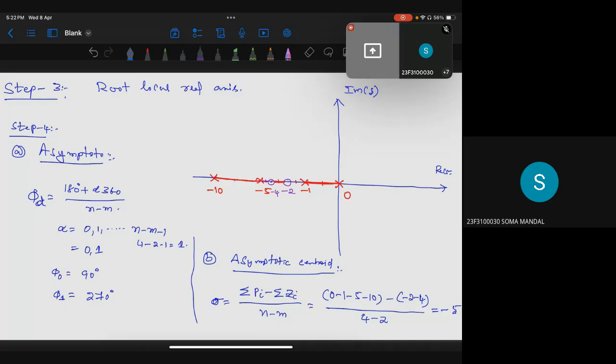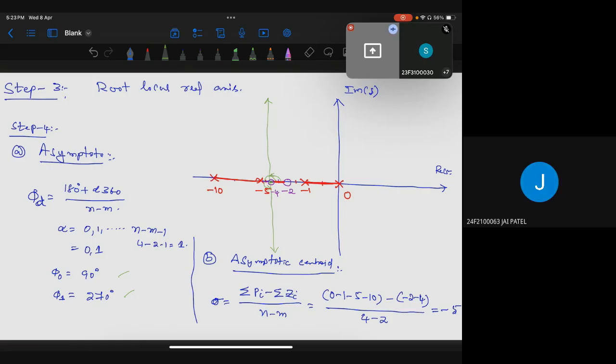Now you can see minus 5 is our centroid. With respect to that, you have to draw these 90 degrees and 270 degrees. 90 degrees means this one asymptote, then 270 means this one. Is there any doubt in this? It goes like this. Any query? Two asymptotes.